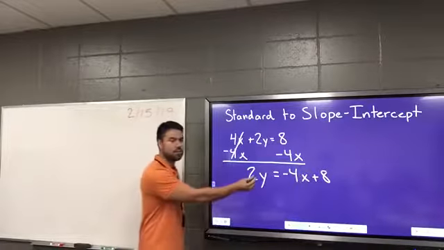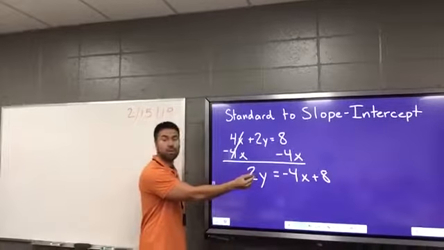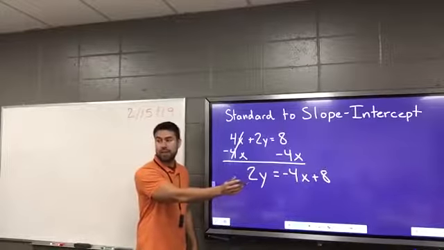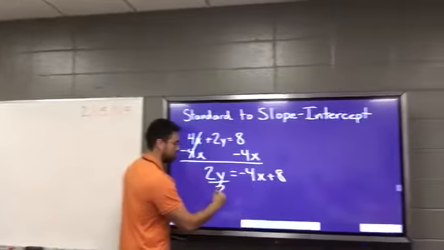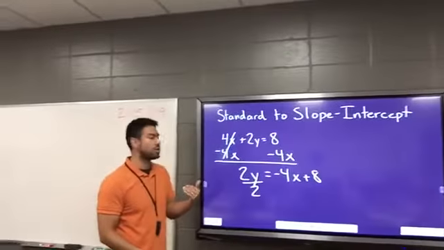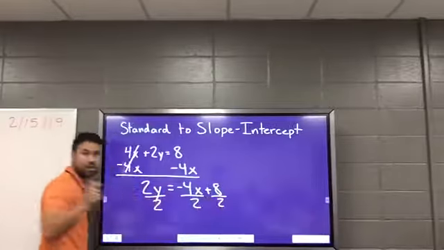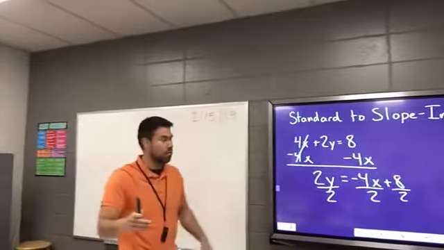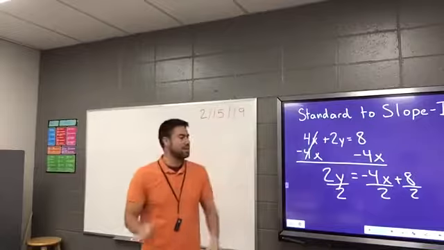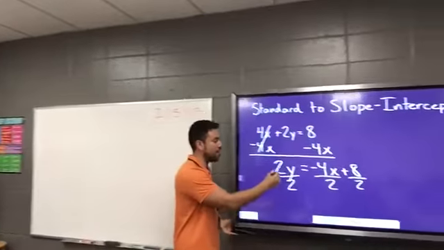But is y by itself? No. What has to happen to y to get it all by itself? Divided by 2. Good. A lot of you know what to do. But what you do to one side, you got to do to the other. You're going to divide everything by 2. I think this group and that group had that going on where you divide everything by the same number. What's 2y divided by 2?